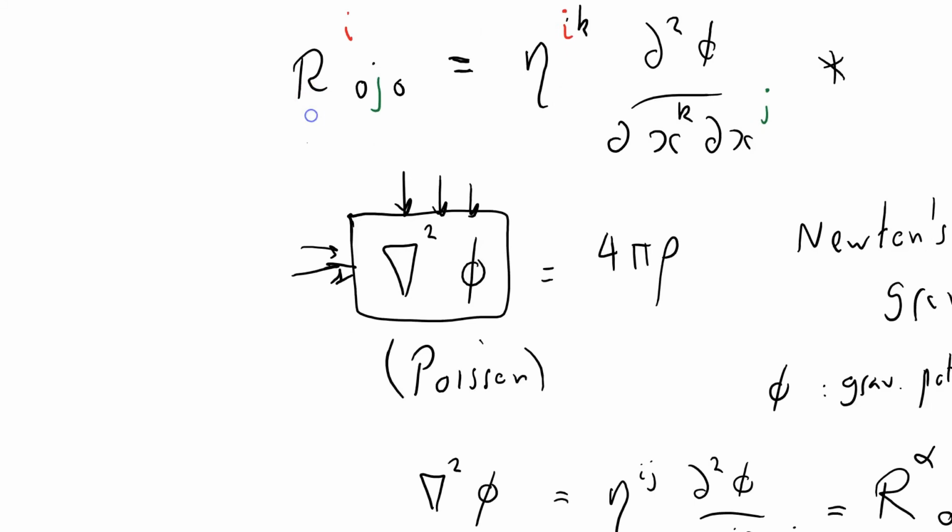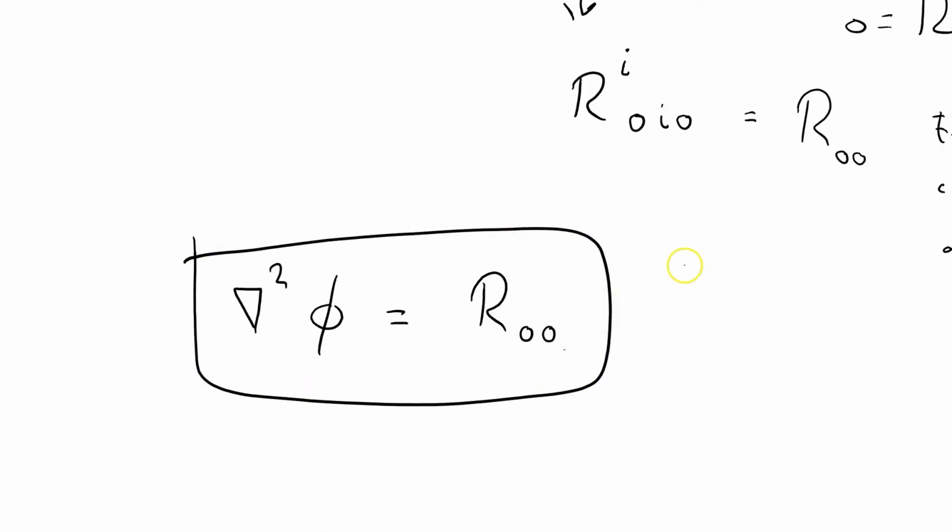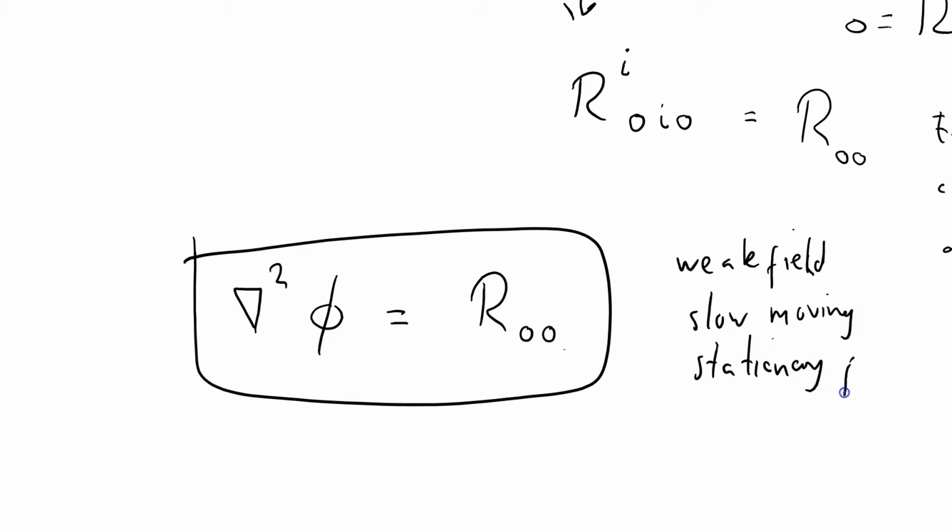Let me just summarize what I've done. We've got this. This is a weak field, slow moving, stationary potential approximation. And the field equations had better work in this circumstance too. It had better work, so that will allow me to pin down that factor of k. I'm going to stop there.